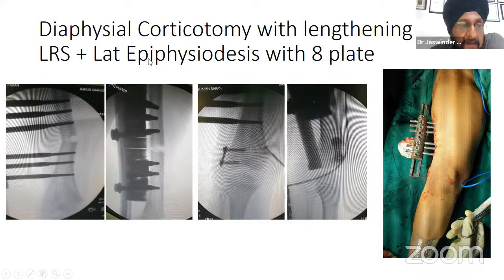So at the end, this was the on-table correction. We got the joint almost to horizontal, and then we had a plan to lengthen it in the coming days. It being a 4-year-old child, it was not a concern that it would go to non-union with this much of correction.